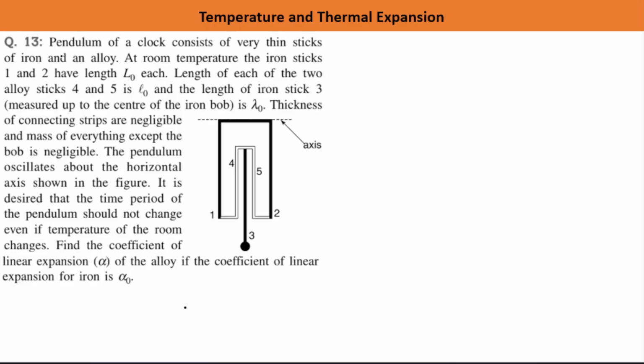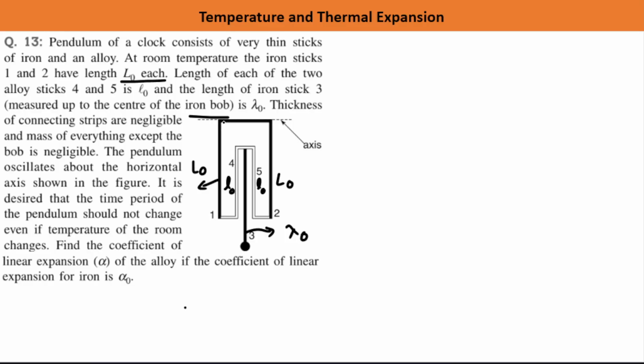Pendulum of a clock consists of very thin sticks of iron and alloy. So these are made of either iron or alloy. At room temperature, the iron sticks 1 and 2 have length L naught each. So 1 and 2 are made of iron, right? And this is of length L naught and this is of length L naught. Length of each of the two alloy sticks 4 and 5 is L naught. So this is L naught, this is L naught. And then again length of iron stick 3, measured up to the center of the iron bob. Measuring from its center, this length is lambda naught. Thickness of connecting strips are negligible.